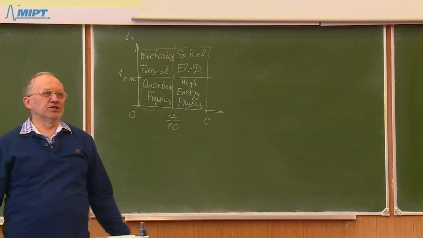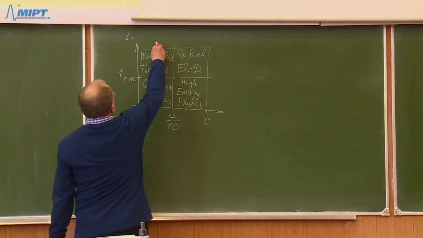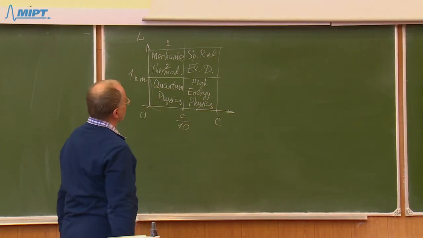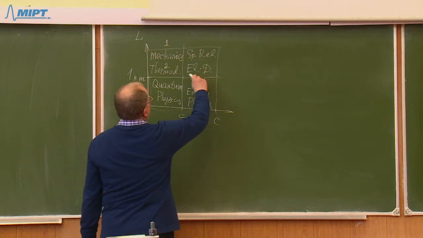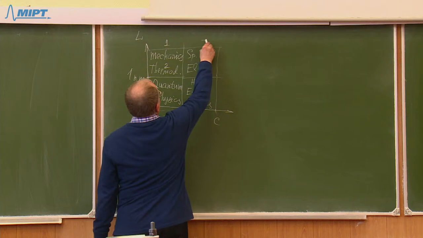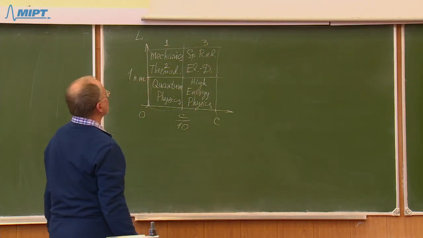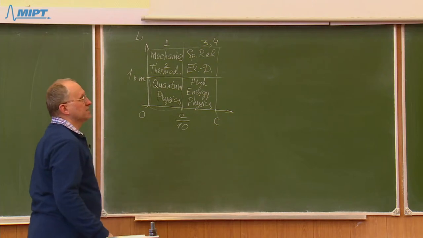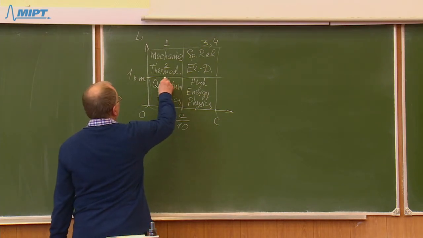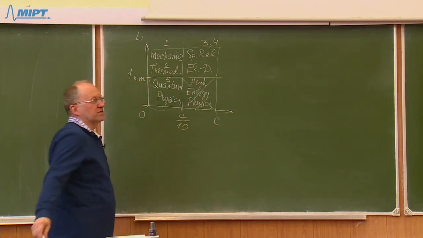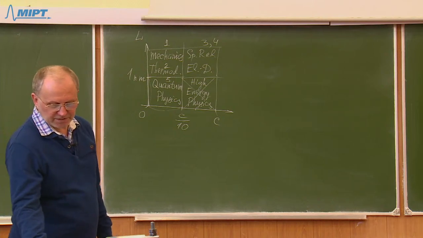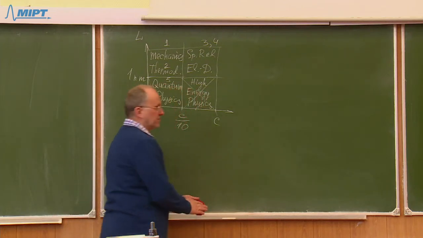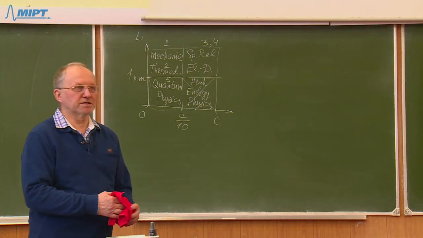In the course of general physics here, you will study classical mechanics and thermodynamics. That will be the first semester, and that will be the second semester of general physics. Also, you will study special relativity and electrodynamics. That will be the third semester. And optics. Optics will come here. And so third and fourth semester. And also, you will study quantum physics during the last semester, number five. You will not study high energy physics in the course of general physics here. High energy physics is still a developing field of physics which is studied in the course of theoretical physics.